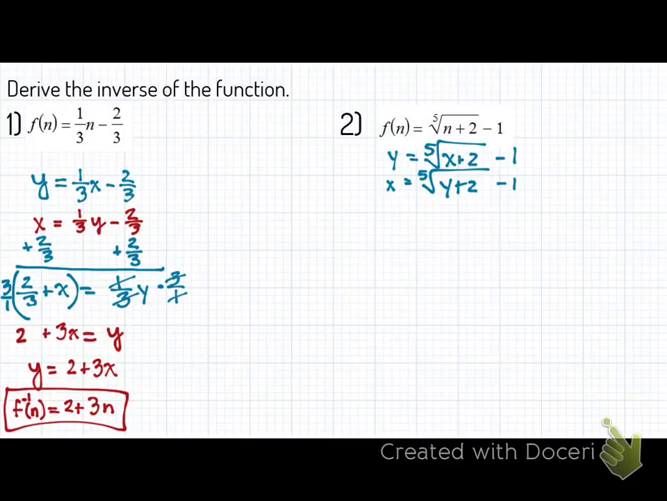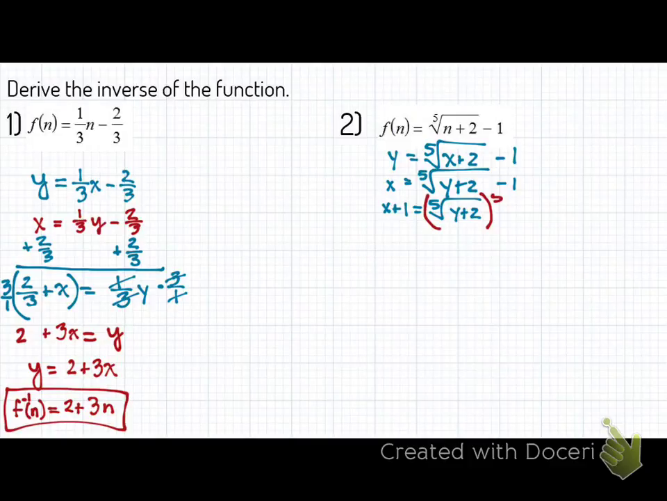So now we're going to solve for y. So how do I get y by itself? Well, I got this 5th root of y plus 2. This is a package, and then all of that's being subtracted by 1. So I'm going to do the opposite of subtract 1, which is add 1 to both sides. So I'll get x plus 1 is equal to the 5th root of y plus 2. Okay? And then, remember earlier, what's the opposite or inverse of the 5th root of something? The power. The 5th power.